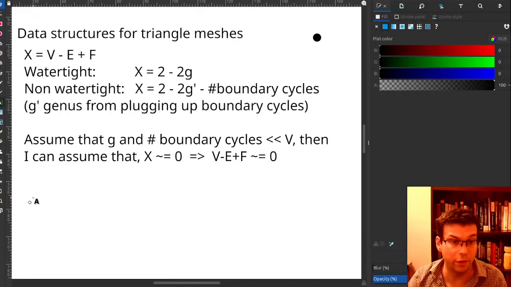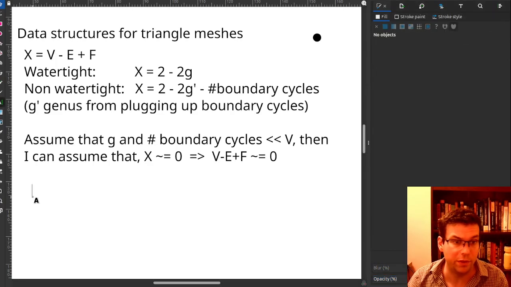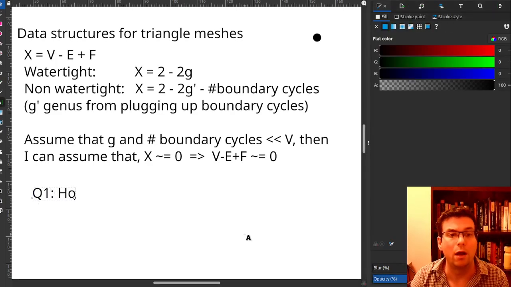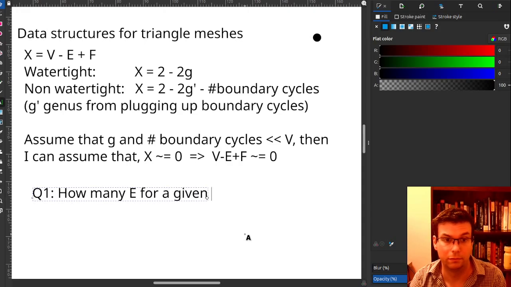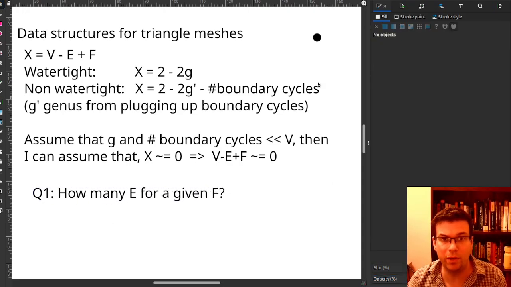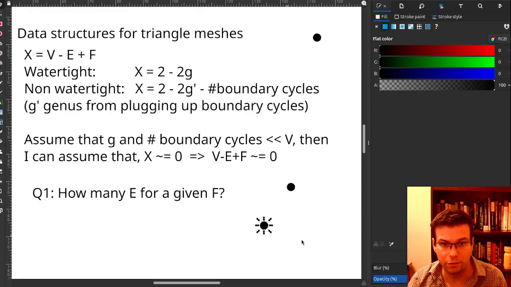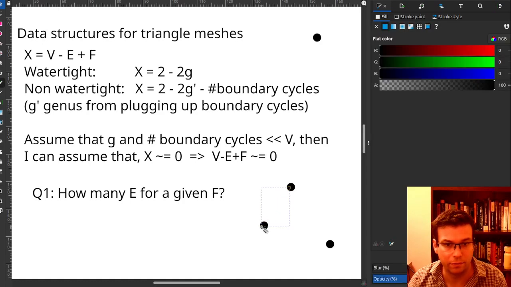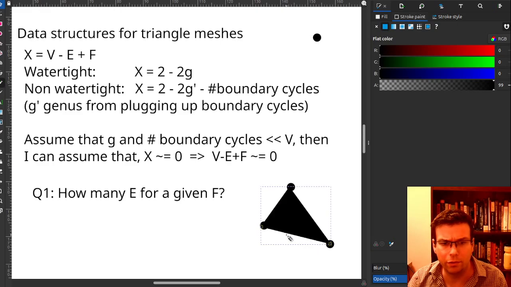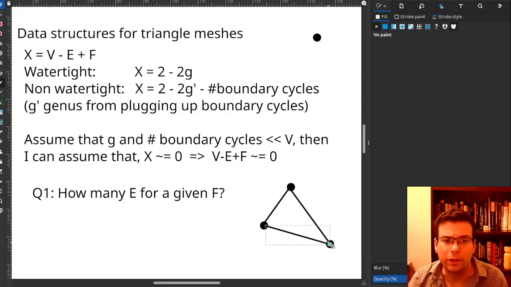Okay, one more thing I need to look at here, and then I'll be able to piece everything together, is how many edges there are for a particular number of faces. For this, let me remember that I'm dealing with triangle meshes here. So each face is going to have 3 edges on it.